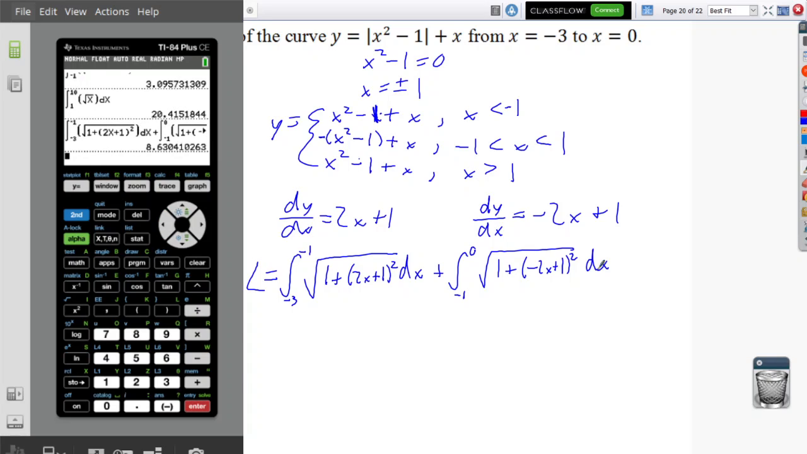Yeah. Go hit enter. 8.630. Approximately 8.630.